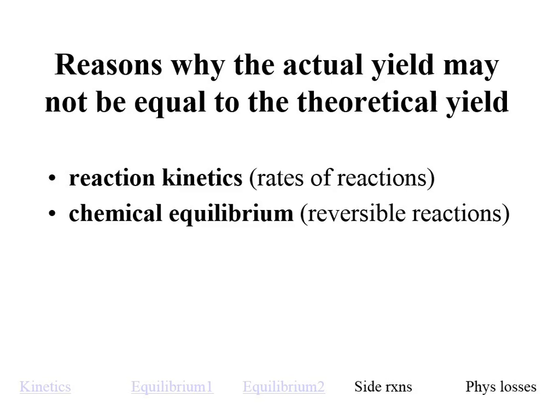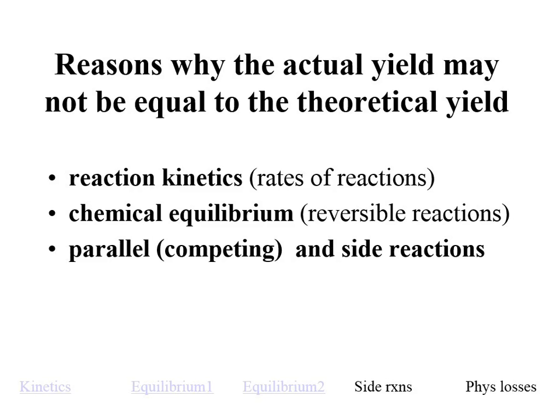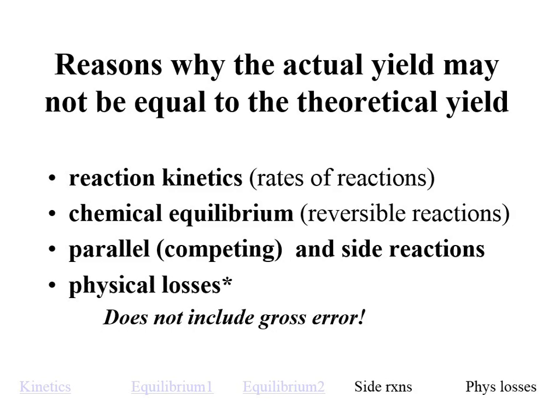Another one, which we ran into when you took your magnesium and burned it: a side reaction, where your magnesium didn't combine with oxygen, but combined with nitrogen. That was an unwanted side reaction. And then the other one is physical losses. Physical losses shouldn't be confused with the oops losses, where you just kind of spill it. Physical losses are inherent in the SOP for your procedure. Gross error is the oops.